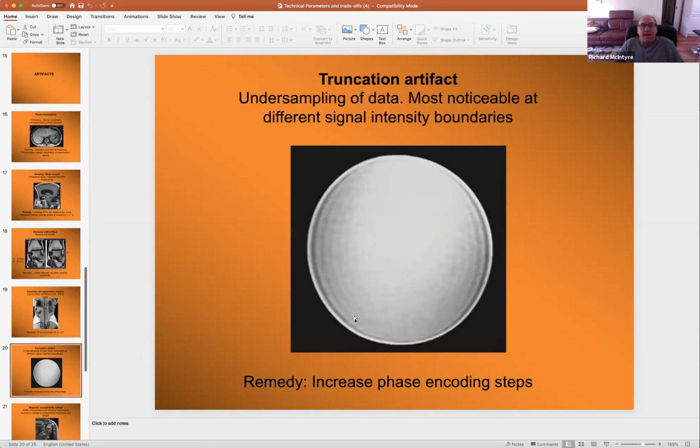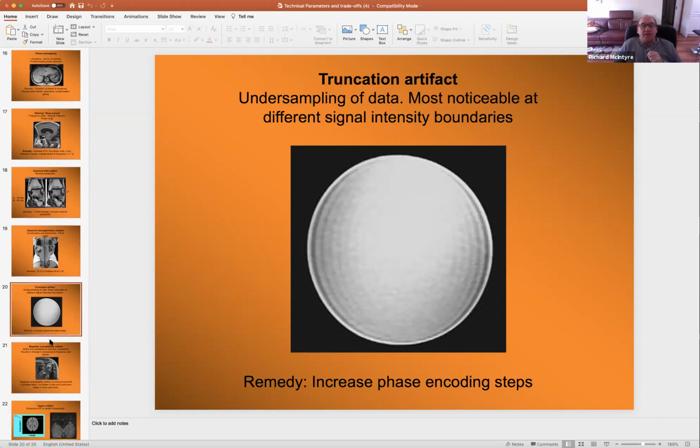We have what's called truncation artifact. At borders of air and water, we have lines of intensity, clearly seen in this phantom, but it's also very predominant in cervical spine imaging, where you get lines across the spinal cord and you don't know whether those lines are a syrinx or whether those lines are real.